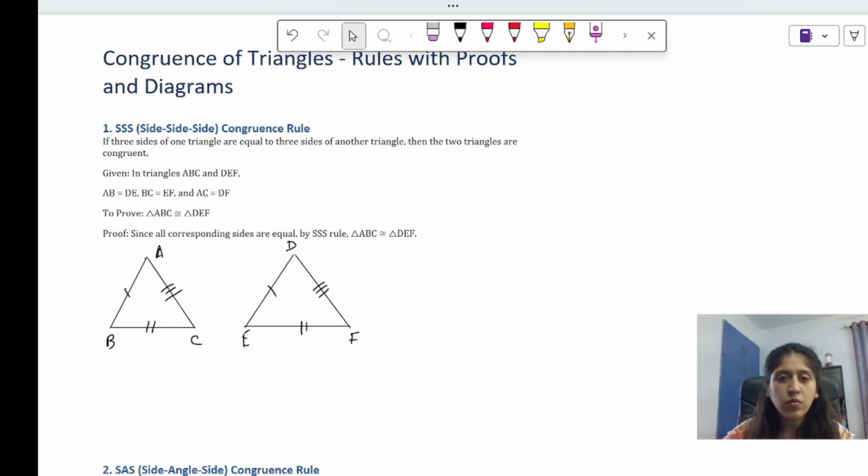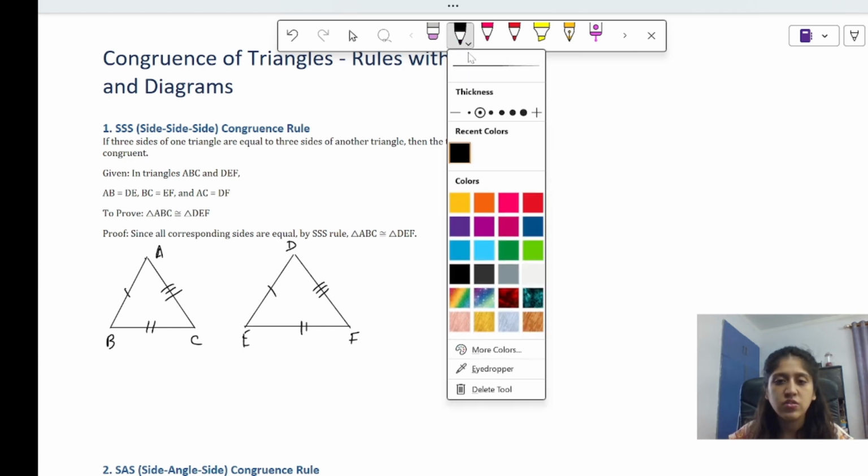Let's begin. Alright, we were doing lines and angles, okay? And now we were doing triangles, alright? And today, we are going to do a new topic of triangles, that is congruence of triangles, alright? Now, this is again an important topic, so let's just begin with this topic. And let me just change the color so that the clarity is better.